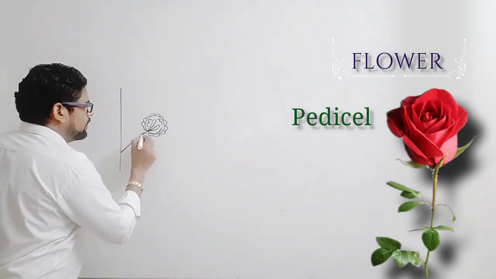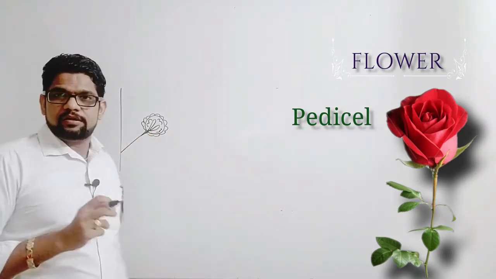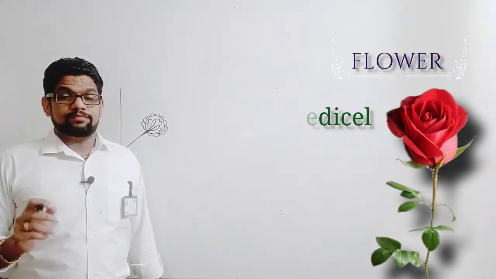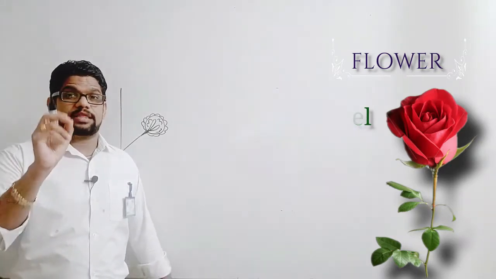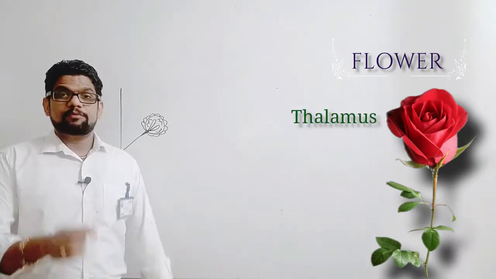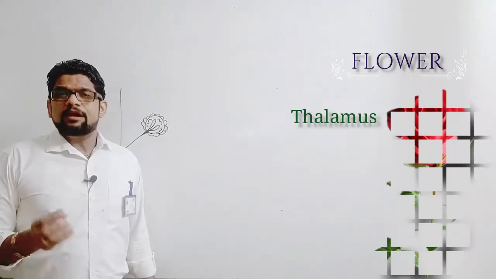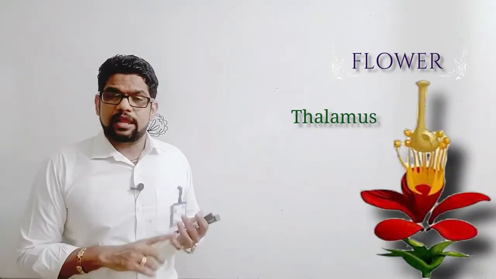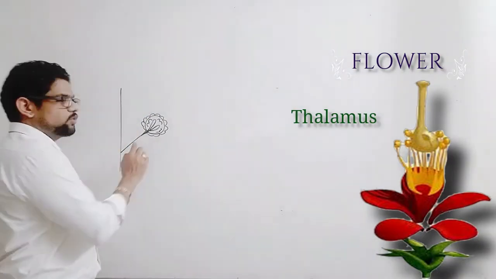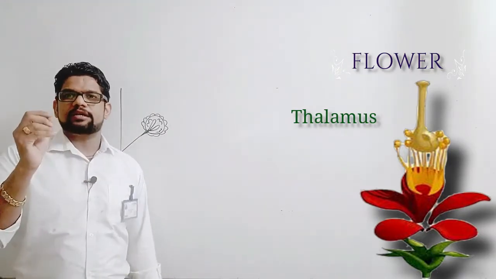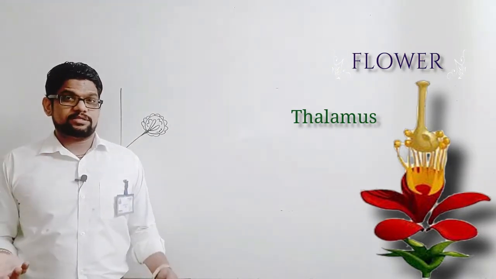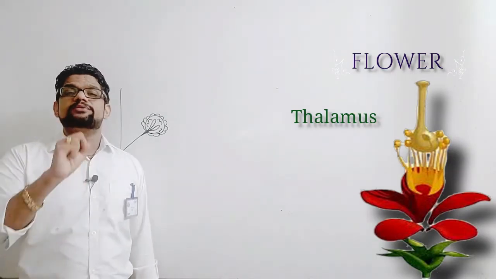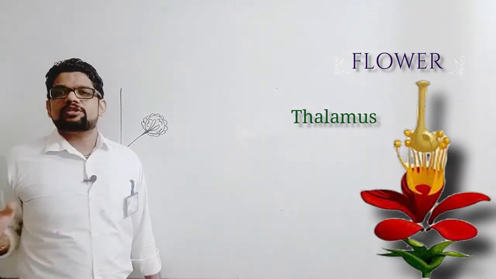If we consider its upper part, it will be fleshy here, a little bit swollen at the tip. This pedicel itself forms the thalamus at the tip. On this thalamus, the floral leaves are attached: calyx, corolla, androecium, gynoecium. We are talking about these.